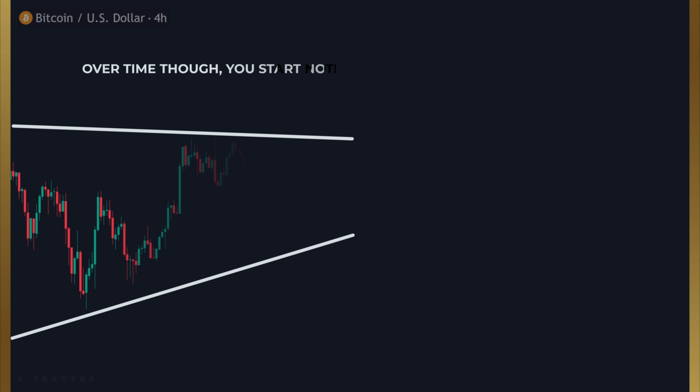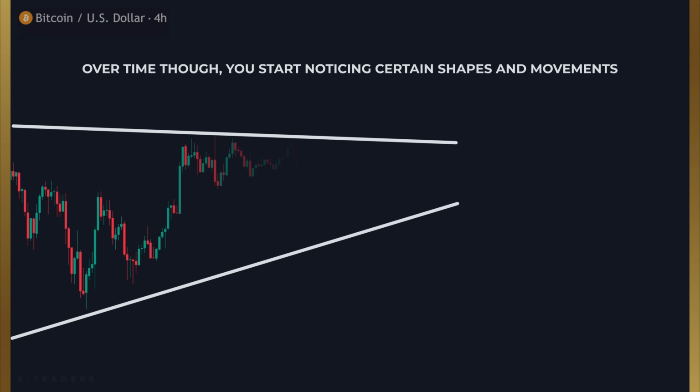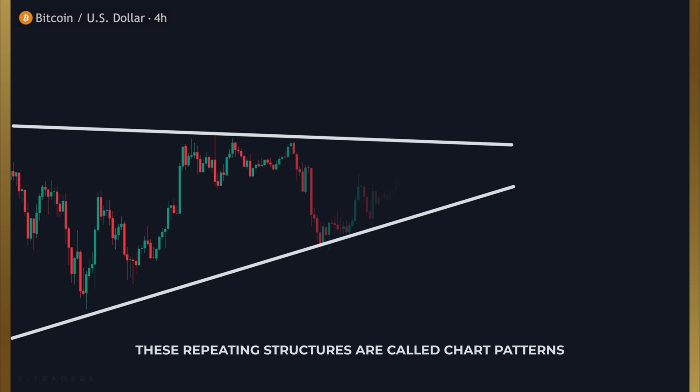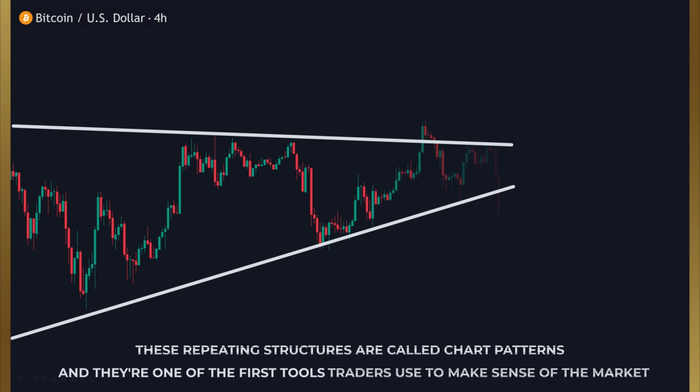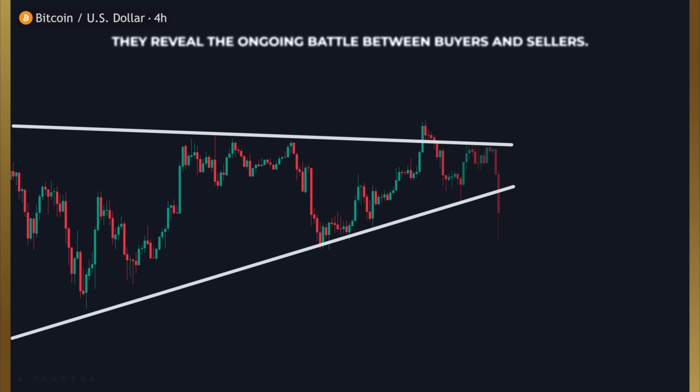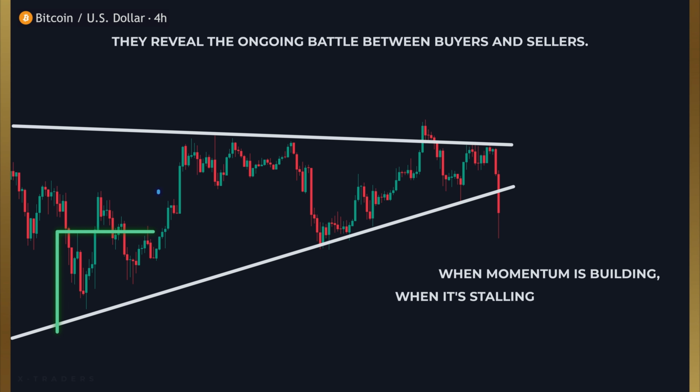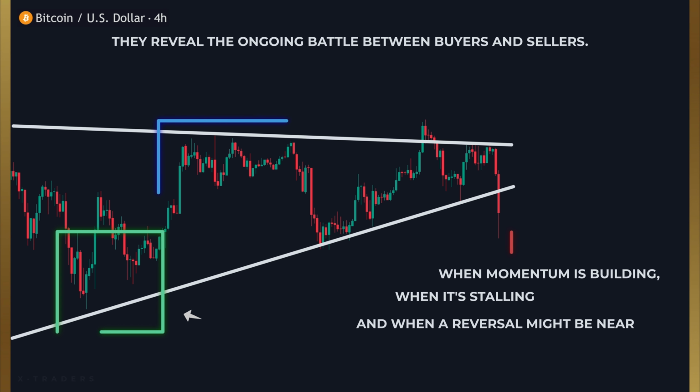Over time, though, you start noticing certain shapes and movements repeating again and again. These repeating structures are called chart patterns, and they're one of the first tools traders use to make sense of the market. They reveal the ongoing battle between buyers and sellers, when momentum is building, when it's stalling, and when a reversal might be near.